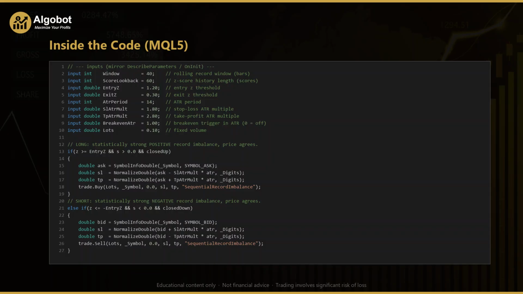Because the stop and target are tied to the average true range rather than fixed pip counts, they widen when the market is volatile and tighten when it's calm, so the risk stays proportional to current conditions.